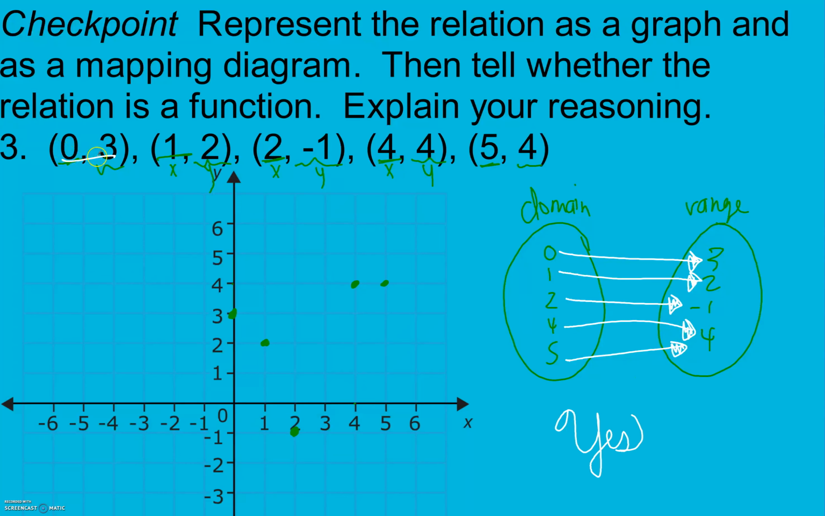We can see that here, 0 to 3, okay? None of our x's duplicate in our ordered pairs. On our graph, none of them duplicate. And in our domain, none of them start from the same spot. So we don't have two arrows coming from the same value.